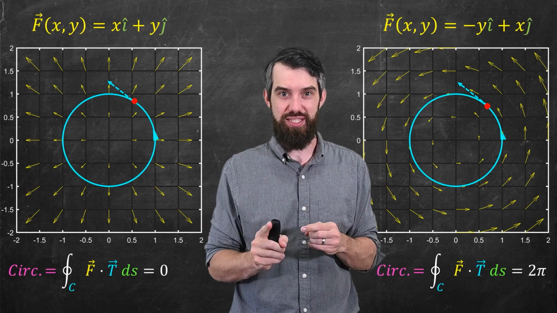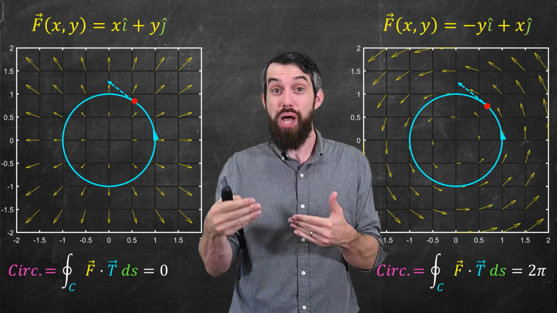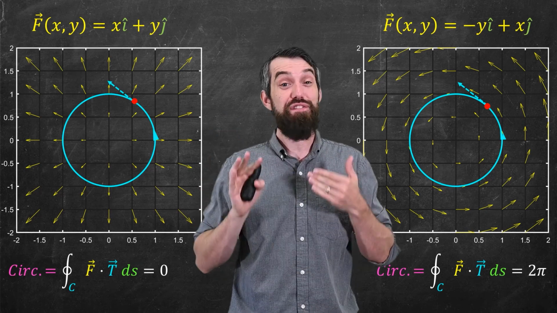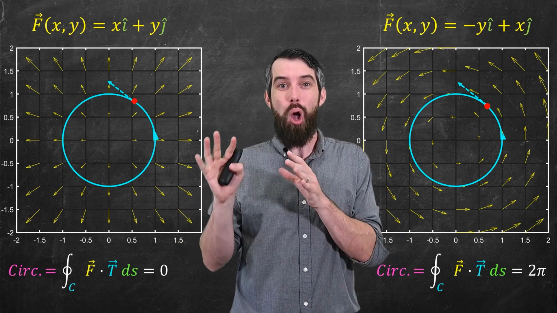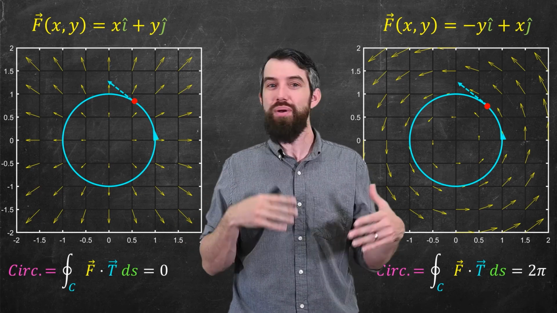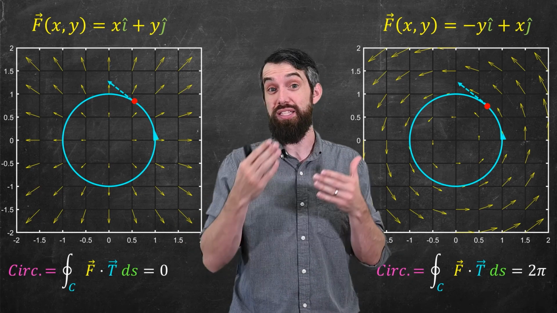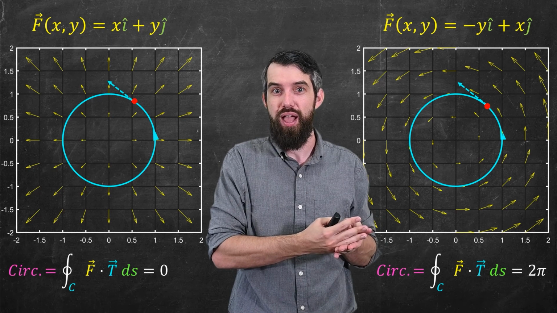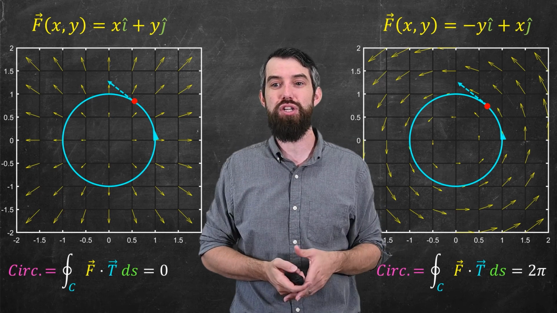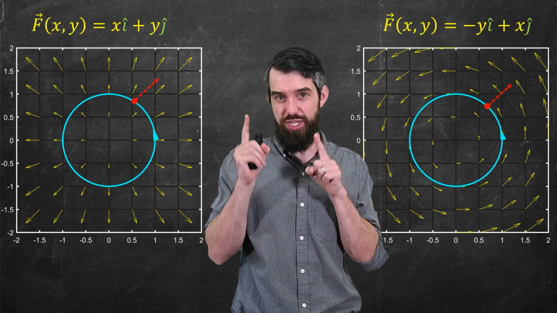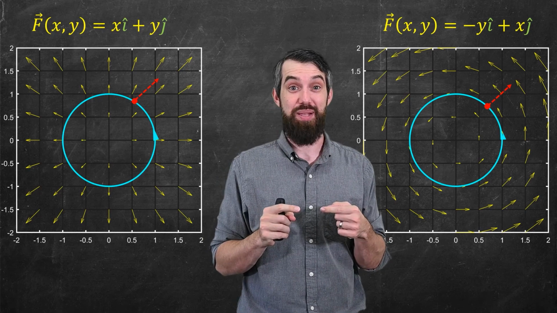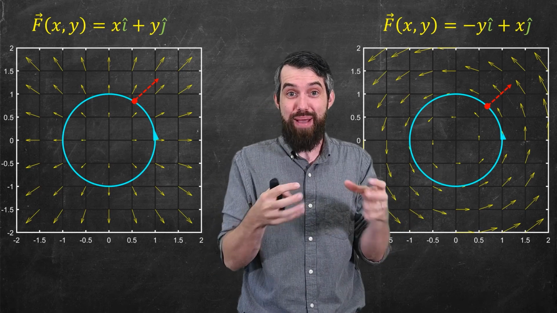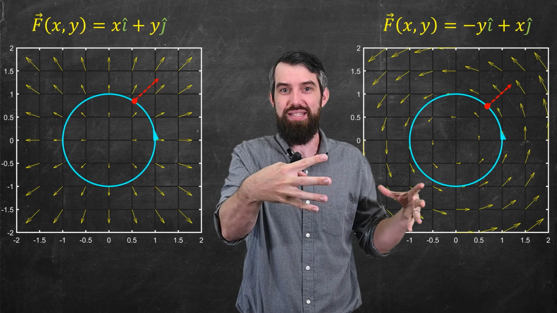But now we want to change things up. Now we're going to move to the new concept of flux. And flux is the sort of exact opposite of this. Flux says, I don't care about the contribution of the field that is tangential to the curve. I'm interested instead in the proportion of the field that is normal to the curve. One way I like to think about this is imagining that my circle is a net, and I'm asking, how much water is going to flow across this net?